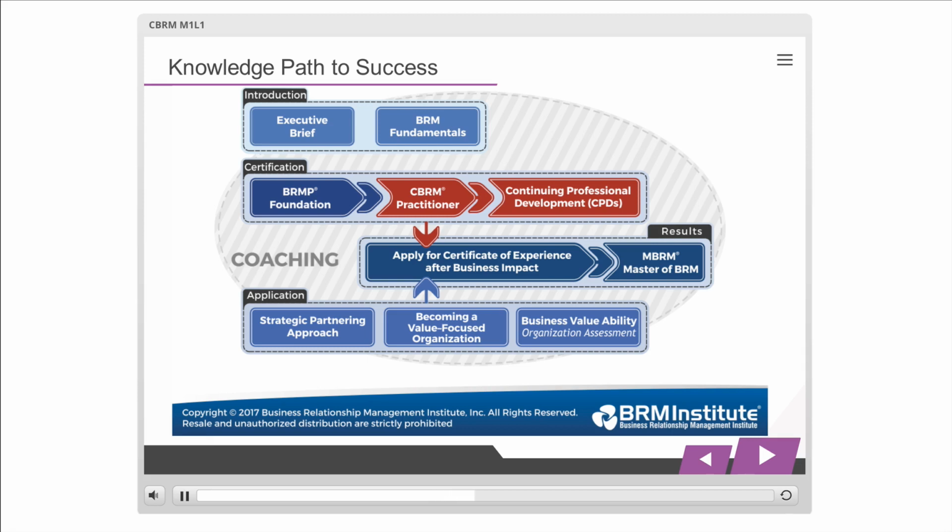a certificate of experience. The continued professional development plan for CBRMs is a vital part of keeping your CBRM certification up to date. The certification is granted for 3 years, in which practitioners are required to complete professional development goals annually to further develop their skills in business relationship management. You can find out more about the CBRM certification maintenance requirements on the BRM Institute website.